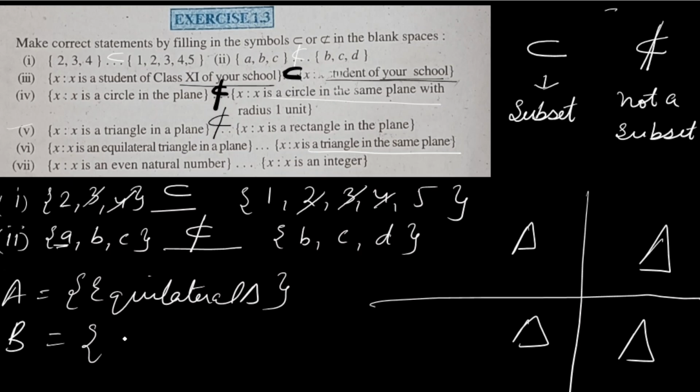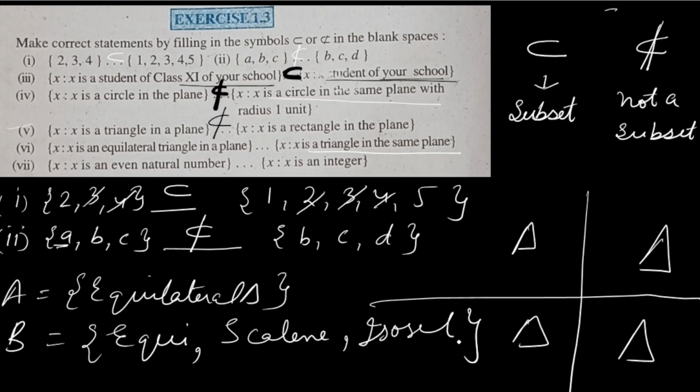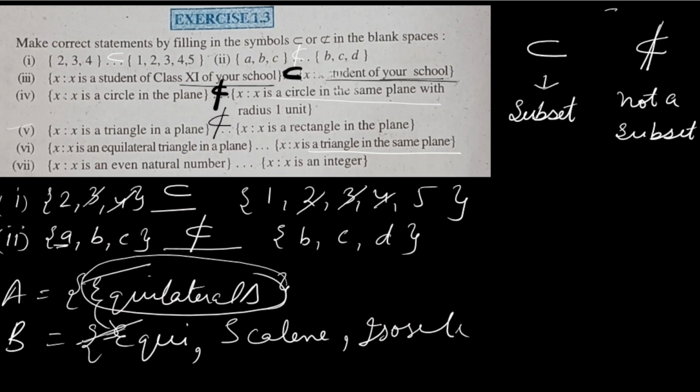So triangle can be any triangle. It can be equilateral triangle also, can be scalene triangle, it can be isosceles triangle. So which means basically if you are seeing set A, so every element of set A is there in set B also, because it's a smaller set and this part is being covered here. Okay, so here it means this is a subset. I'll mark it. So this is a subset.